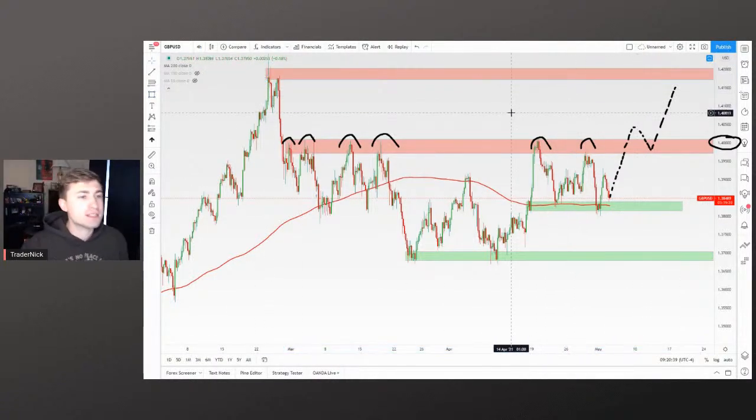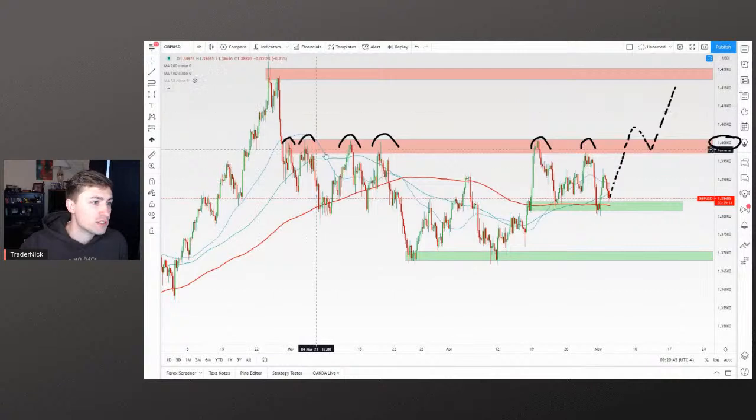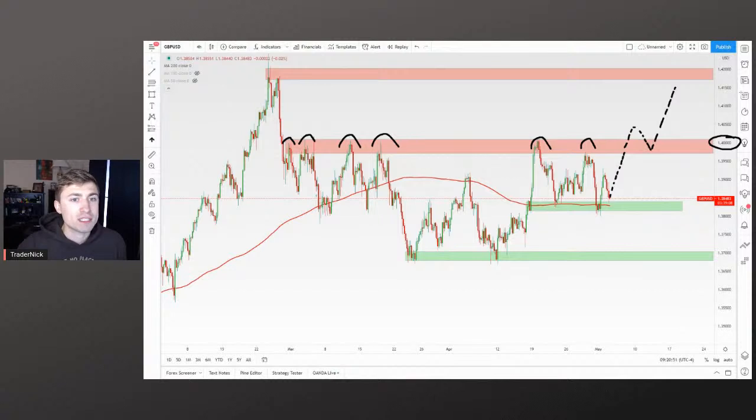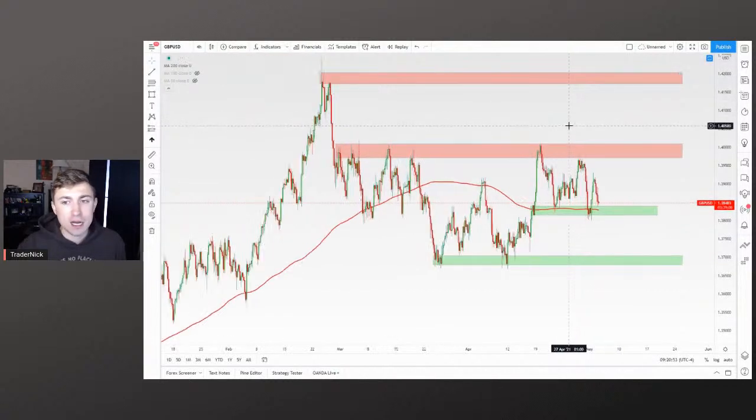Okay, so that's how I would mark up this chart. I wouldn't do much more than this. I would keep it fairly simple. If you want to add more moving averages just to see what it's looking like, you can do that. But for me, just keeping it nice and simple is all I need to do. So from a technical perspective, this is about as complex as I get.